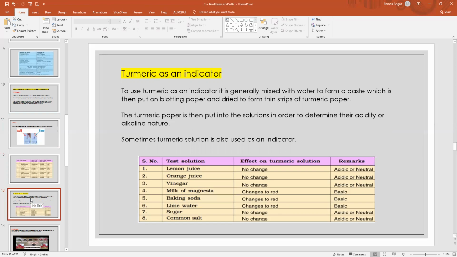Okay, so this turmeric indicator has that drawback. When we add baking soda to the turmeric, its color will change to red. That means it is basic in nature. Even at home, when we wash clothes with soap and a cloth has a curry stain, rubbing the soap on it turns the stain reddish in color, indicating that soap is basic in nature.